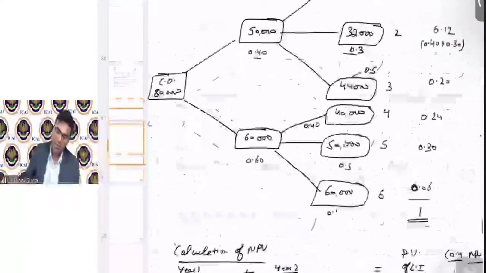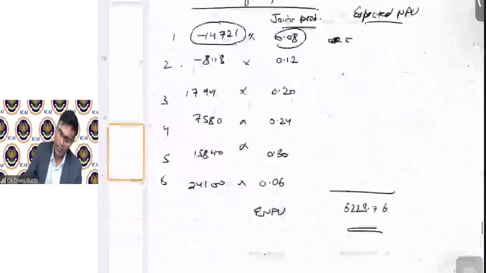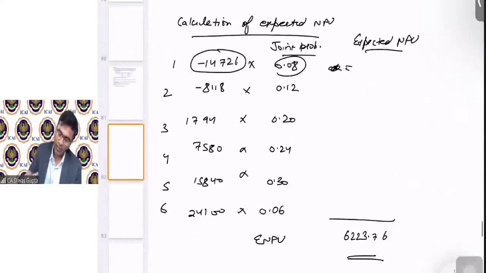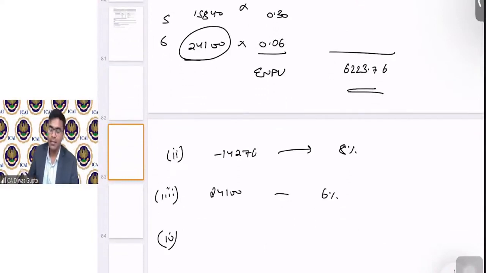Then the second part, it is asking us to calculate the best outcome and probability. Last part is, will the project be accepted? So the third part, what is the best outcome? 24,100, probability 6%. Fourth part, whether the project be accepted. Yes, because the expected NPV is positive. Simple.